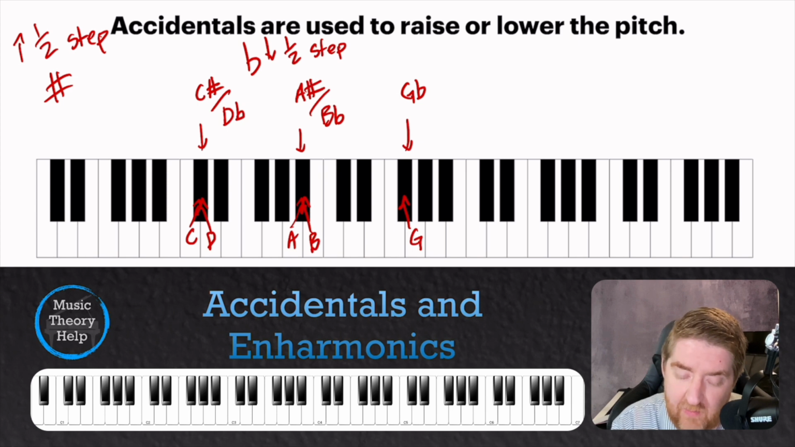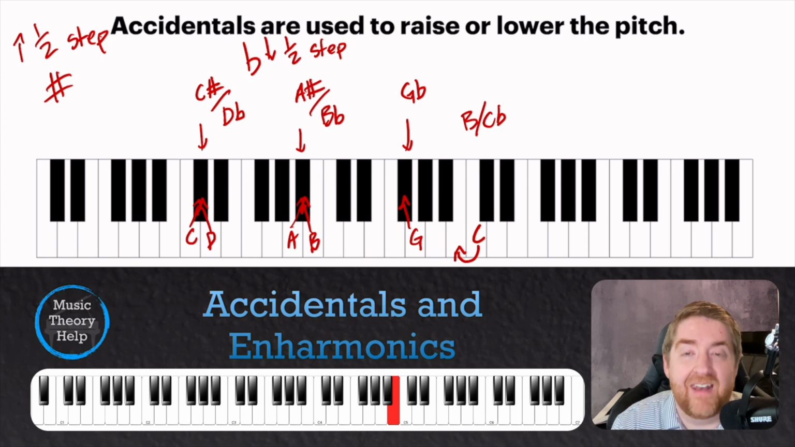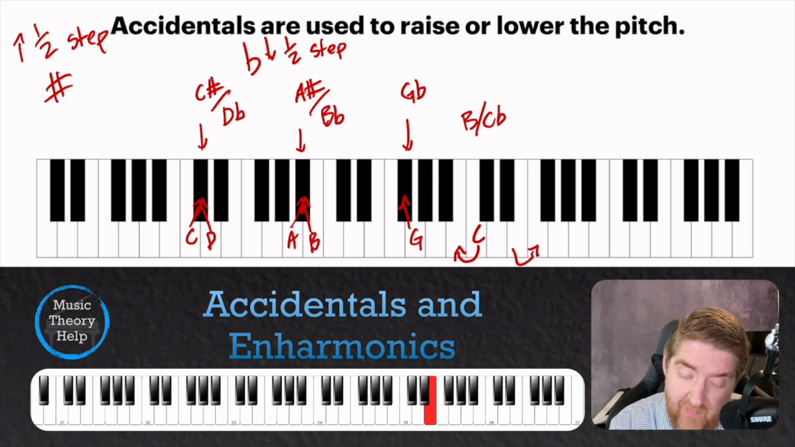We can even move from C down a half step. We would think of that as B, but it could be called C flat. Or from E up to F, our F could be called E sharp.